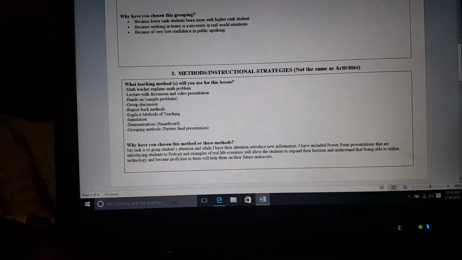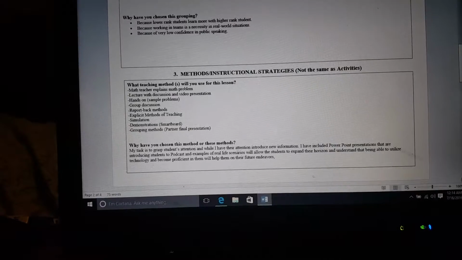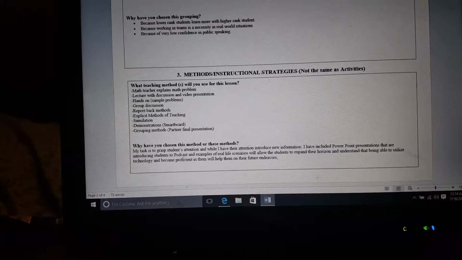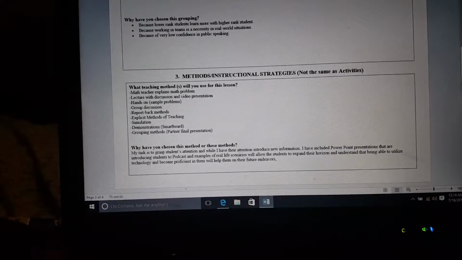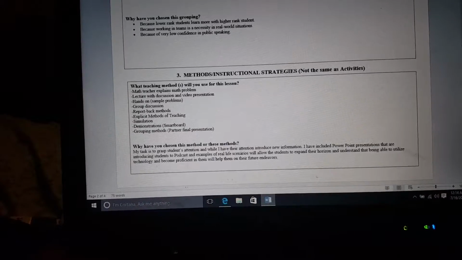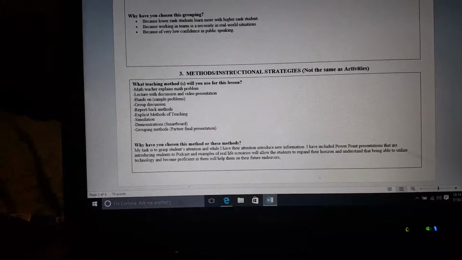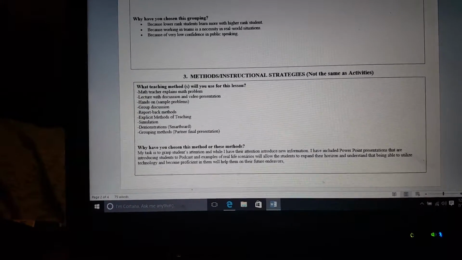Explicit methods of teaching, if we would simply use it, we will do instances of simulation. They have to do exactly what I show them. That's a simulation for me. Demonstration, grouping methods, which a partner final presentation would be the ultimate grouping method because they need to do it.